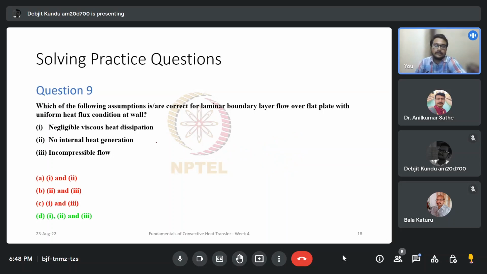We will go through each assumption one by one. Negligible viscous heat dissipation. That viscous heat dissipation term, capital phi, is ignored in all low Mach number flows. So that is the same for uniform heat flux condition laminar boundary layer flow as well. So that's why one is correct.